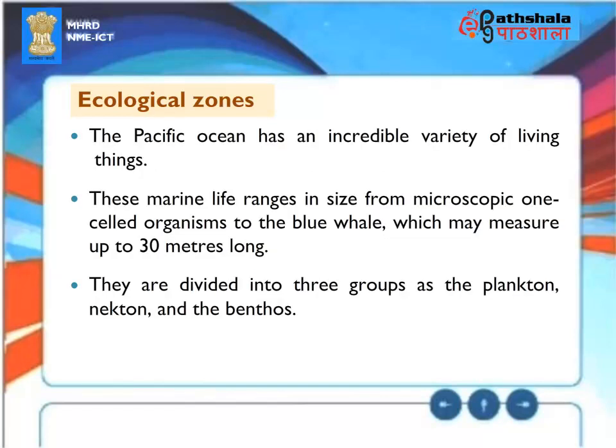The Pacific Ocean has an incredible variety of living things. These marine life forms range in size from microscopic one-celled organisms to the blue whale, which may measure up to 30 meters long. They are divided into three groups: the plankton, nekton, and the benthos.